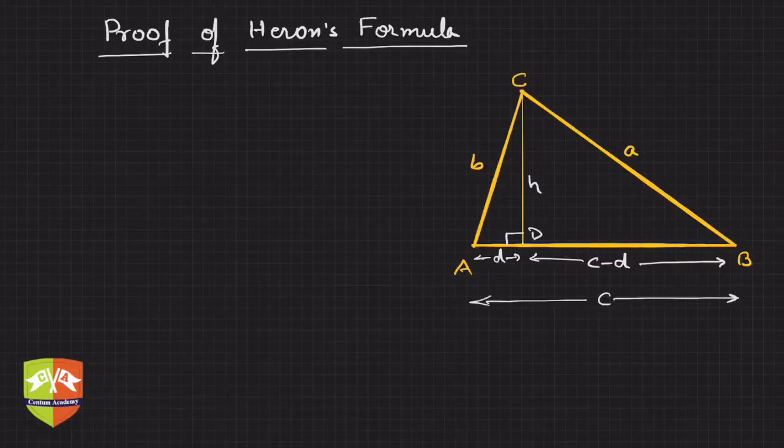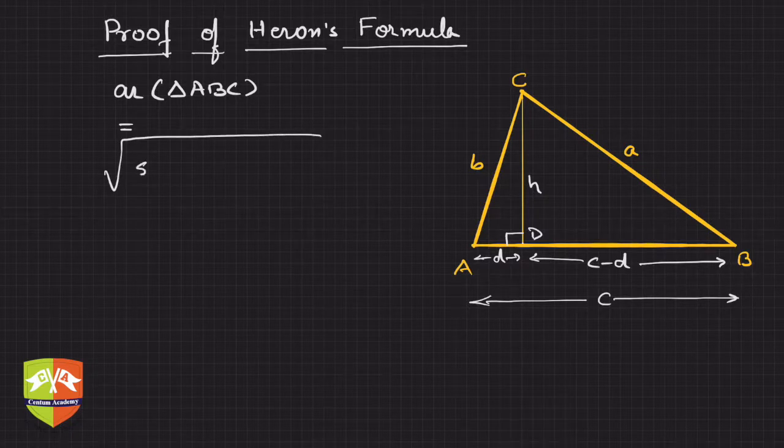Hello friends. So in the last session we saw Heron's formula, a formula to find the area of a triangle whose three sides A, B, C are given. And we learned that the formula is: area of triangle ABC is equal to the square root of S(S minus A)(S minus B)(S minus C), right?